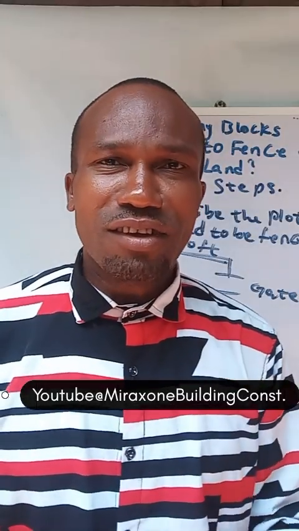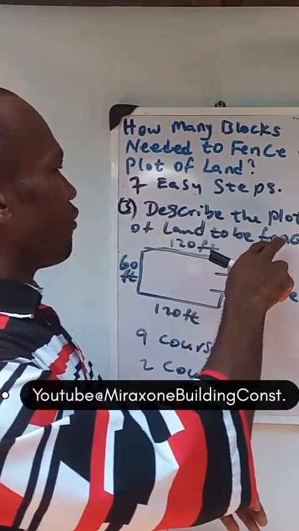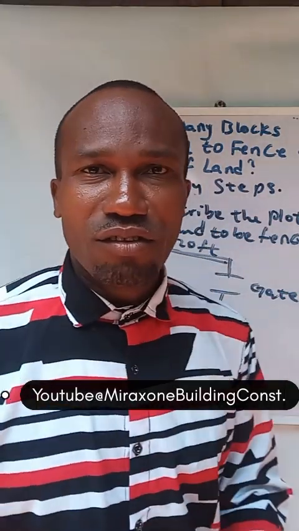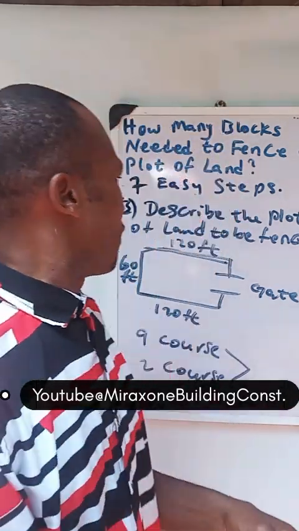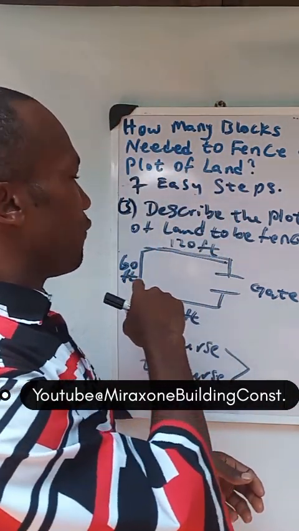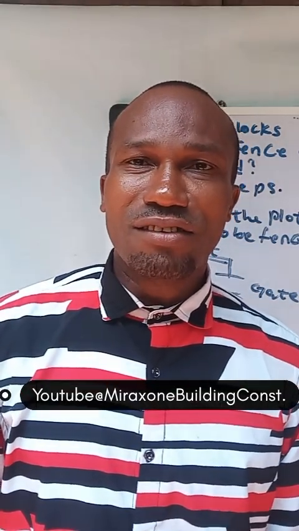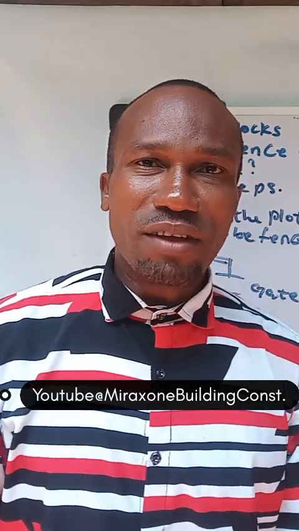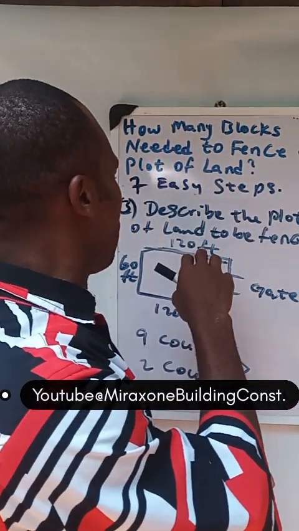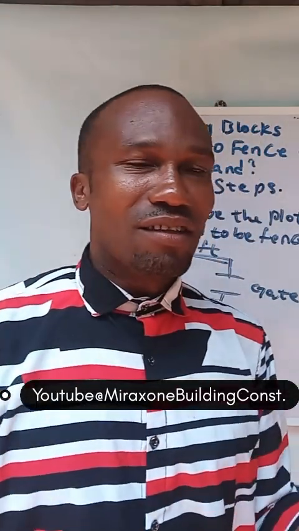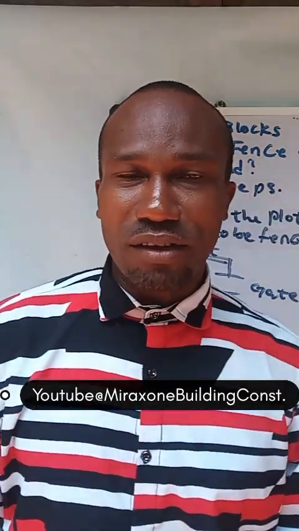The third step is this: describe the plot of land to be fenced. You have to describe it; you know what you want to do. 120 feet by 60 feet. This is the standard plot of land in this area, in this region. Some places they do take it to be 100 feet by 50 feet, but here the standard dimension is 120 feet by 60 feet. So we are going to work on it.